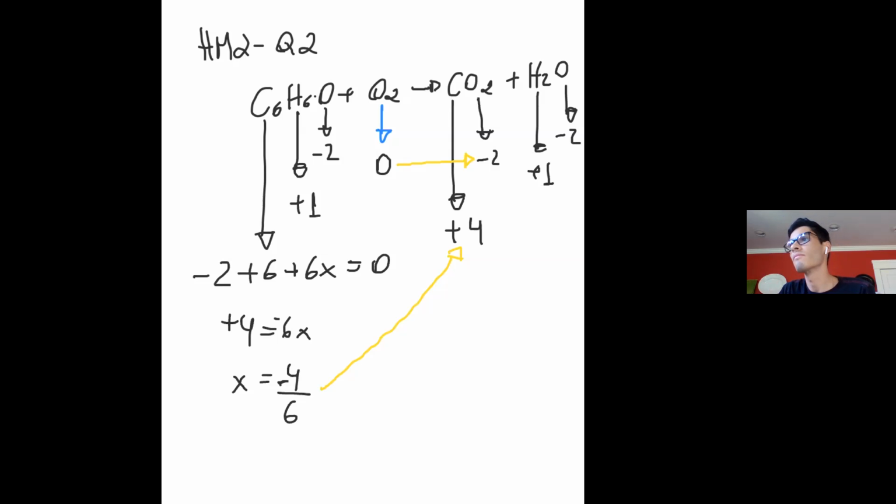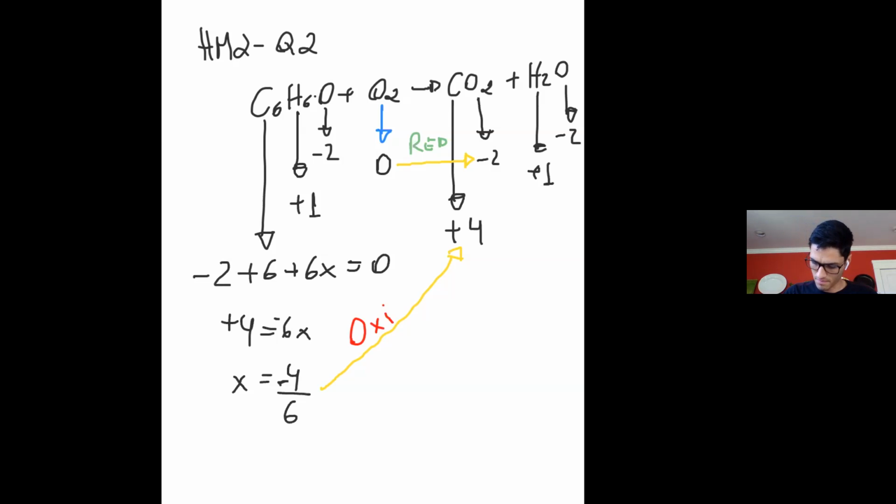So this is reduction, and this is oxidation. Okay, so that's part A.